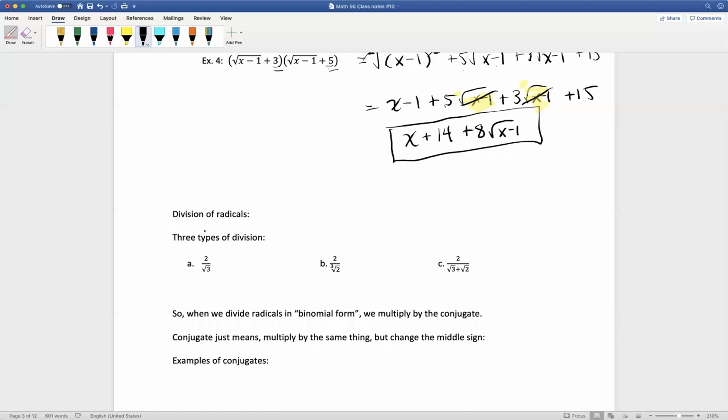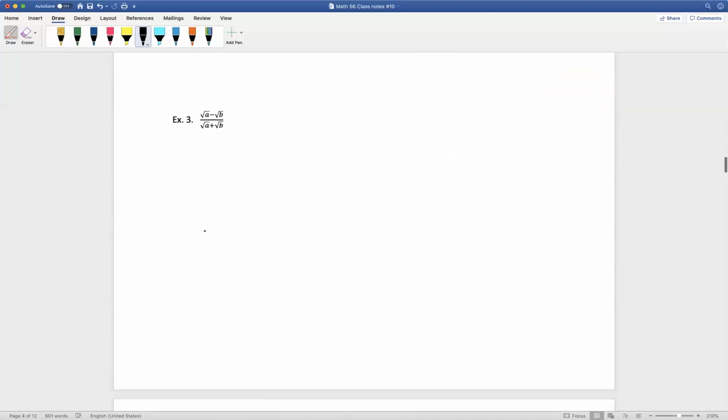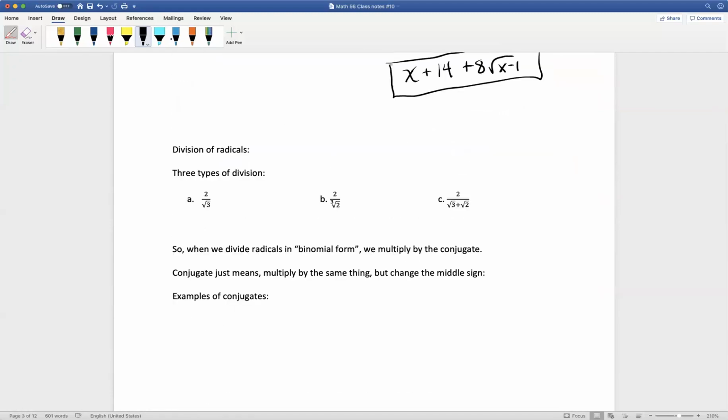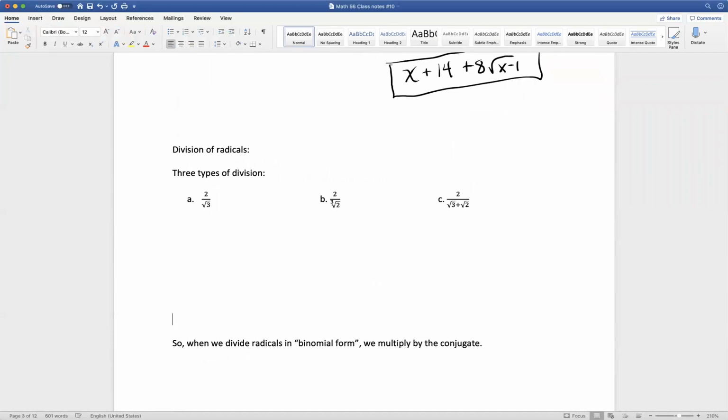So the last thing that we're going to do right now is talk about how we define division, and then we'll do a handful of examples of those. Now, I want you to understand that when we talk about division, we have 3 types of division in radicals that we're looking at in this class. There are other types of division in radicals, but we're going to look at 3 types in this class.